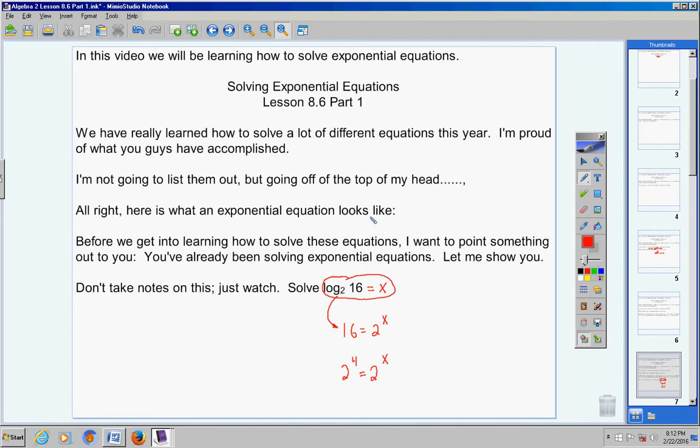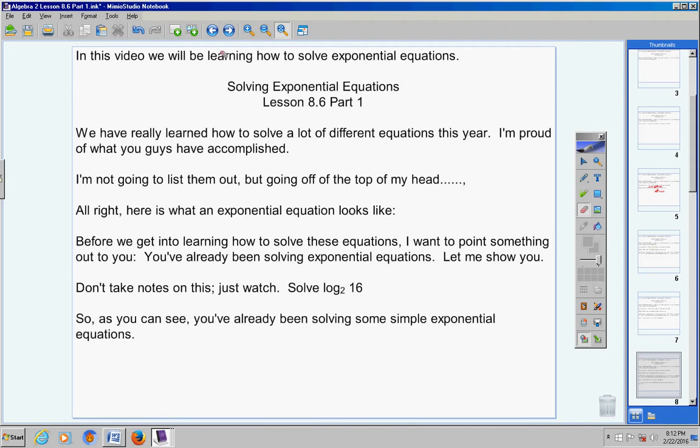Now, the ones we're going to solve today are not even close to being that easy. You understand that? But I'm just trying to point out to you, you've actually already been solving exponential equations, and you didn't even know it. Okay? So as you can see, you've already been solving some simple exponential equations.